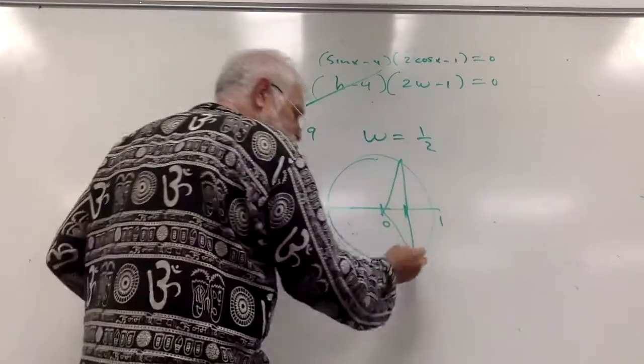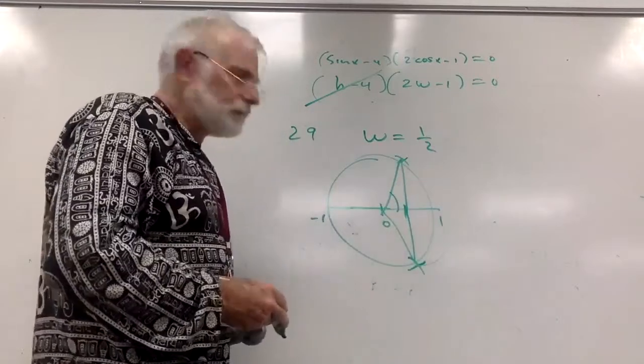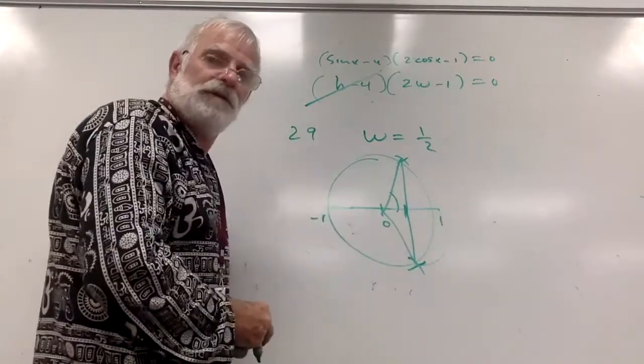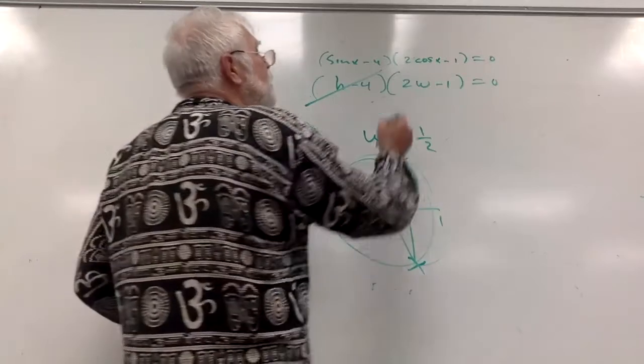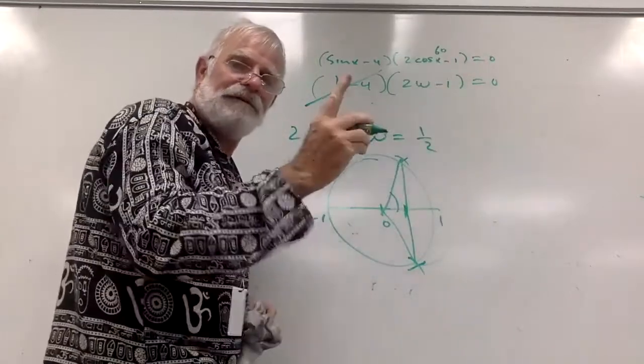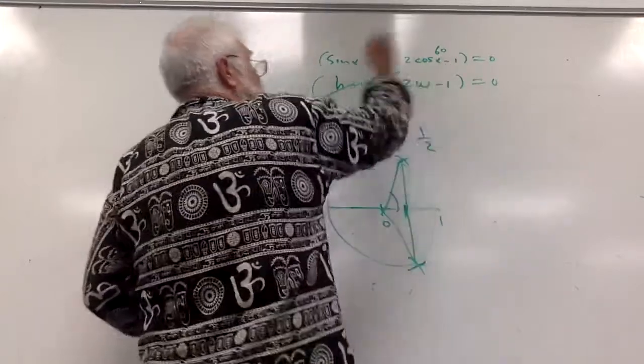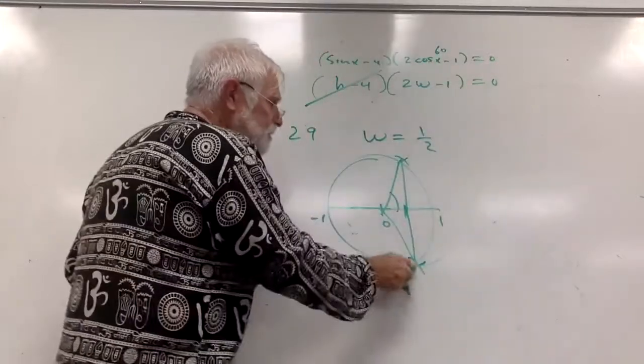Right? So there's a place here and a place there. Do you recognize the angle? I hope you say 60 degrees. Pretty good drawing. So one of your answers is 60 degrees. What's the cosine of 60? A half. 2 times a half is 1. 1 minus 1 is 0. 0 times anything is 0. The other one's down here.